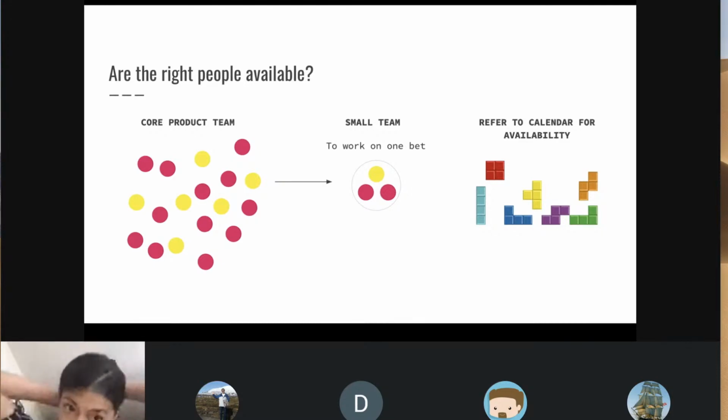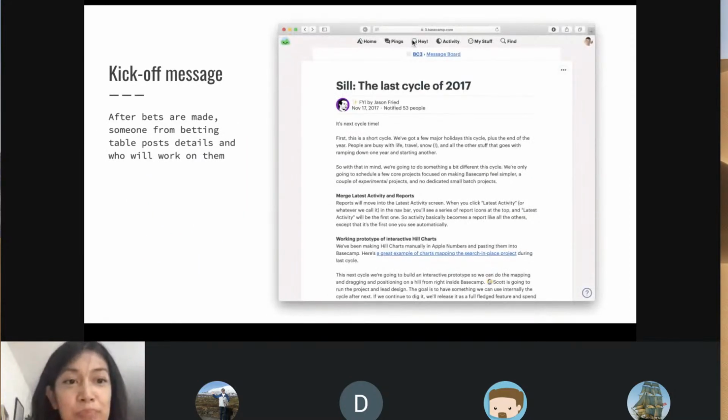Also, there's this one. I think this is the last one: are the right people available? You have a core product team, which is a big team. For a bet, they usually take a small team out of the core product team to work on that one bet. The yellow, I forgot to note here, is the designer, and there are 2 programmers. Then they refer to a calendar Tetris for availability. If someone's working on a project that's ending in a week, and someone else is available that week as well, they put them together to figure out the schedule.